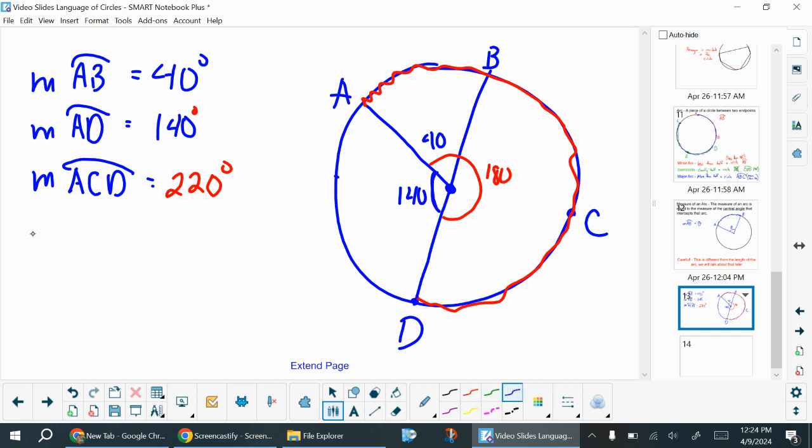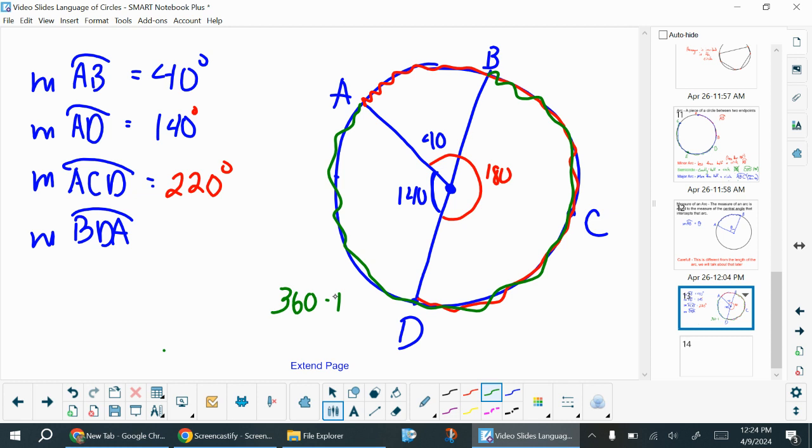And if I wanted something like the measure of, let's go BDA. So starting at B, going all the way through D, all the way back to A. Well, that's everything but 40. I know the whole circle is 360, but I don't want that 40 part, so I get 320 degrees. So you can add and subtract pieces of arcs using, half circles are 180, full circles are 360. Any other pieces you're given, just feel free to add and subtract them however you need to get the chunk that you want with those.